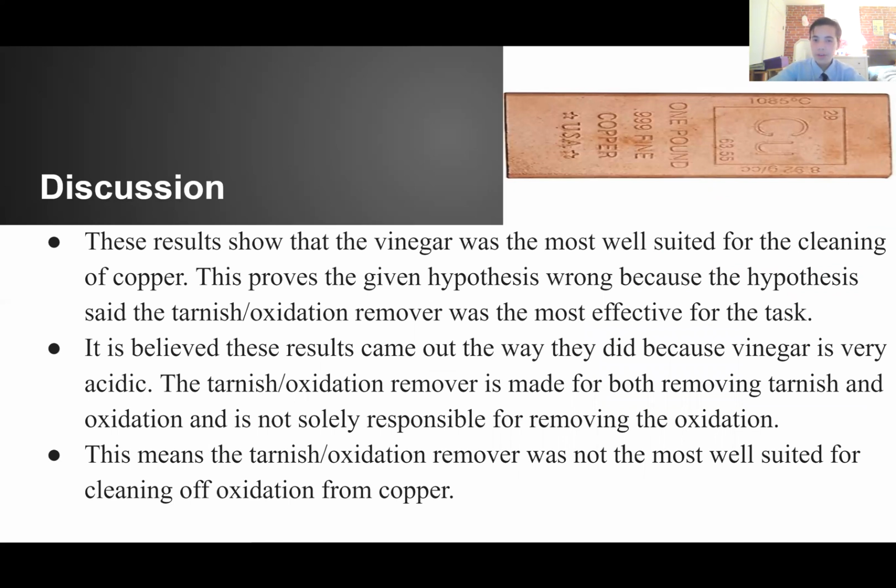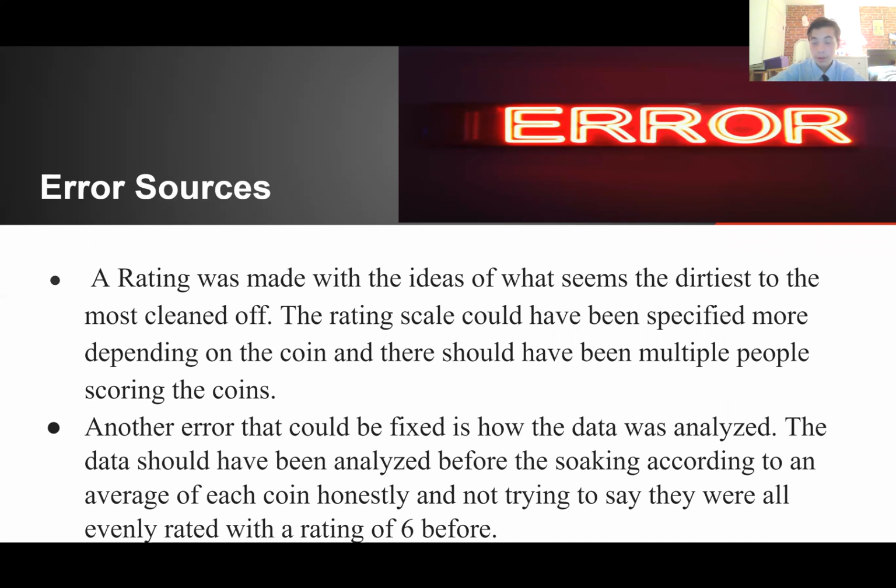These results show that the vinegar was the most well suited for the cleaning of copper. This proves the given hypothesis wrong, because the hypothesis said the tarnish and oxidation remover was the most effective for the task. It is believed these results came out the way they did because vinegar is very acidic. The tarnish and oxidation remover is made for both removing tarnish and oxidation, and not solely responsible for removing the oxidation. This means the tarnish and oxidation remover was not the most well suited for the cleaning of oxidation from copper.